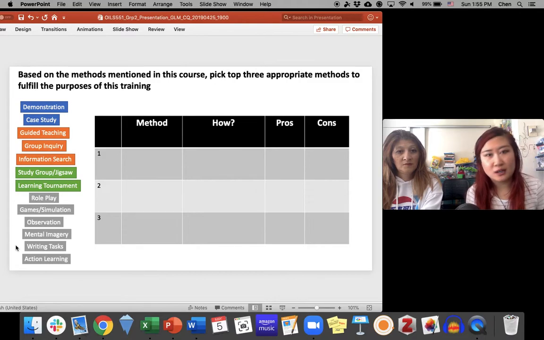purpose of this training? So we will encourage you to pause here and read through the case study and just think about which method you think would be good, and then how do you deliver that method? How do you use that method to deliver certain concepts? Do you want to use one method or a combination of several? What are the pros and cons? So please pause here and take a look.